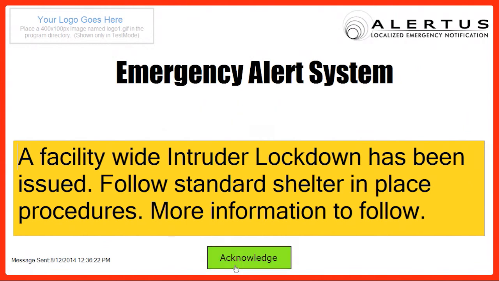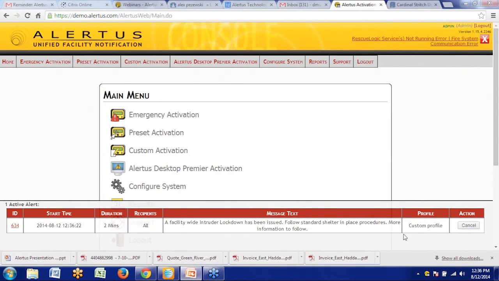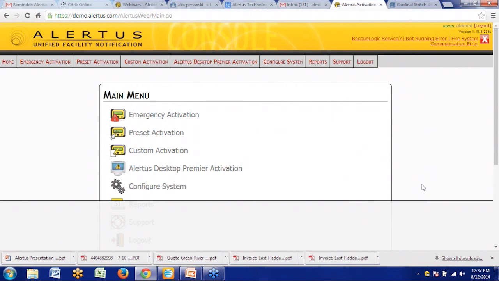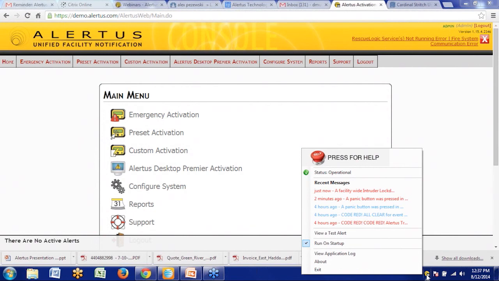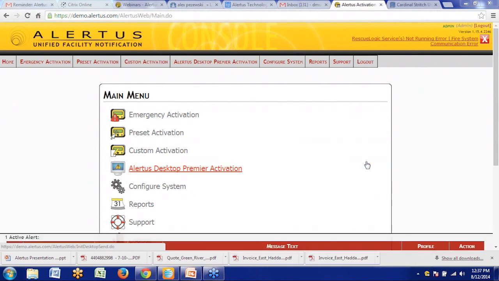And then we've got the text-to-speech there to follow. I'll acknowledge my desktop, and then you'll see that we've got the message active there on the system. I'm going to go ahead and cancel that message out as well. And then we'll jump into the panic button that's desktop-based. So this gives you the ability to either right-click the Alertus icon, and you'll see the press for help. You can press that to gain assistance. That'll trigger the event, and you can build whatever scenario. I've got that same event triggered as our panic button. I'll go ahead and push for help there and trigger that.